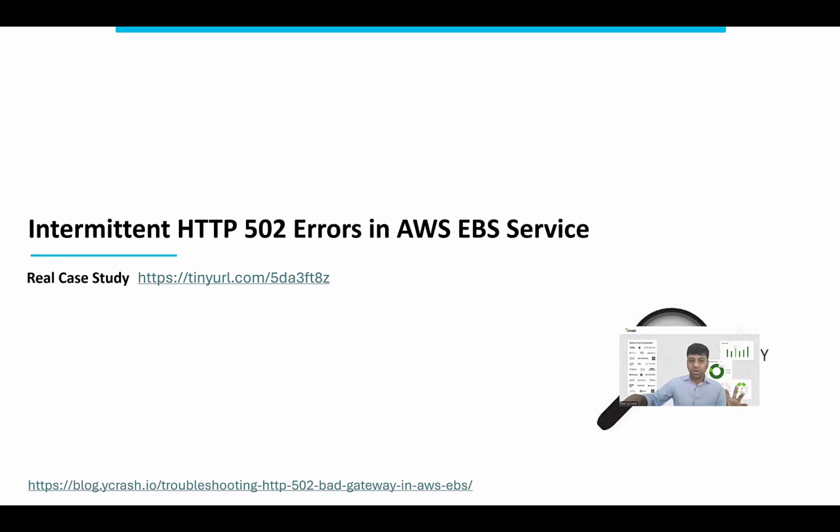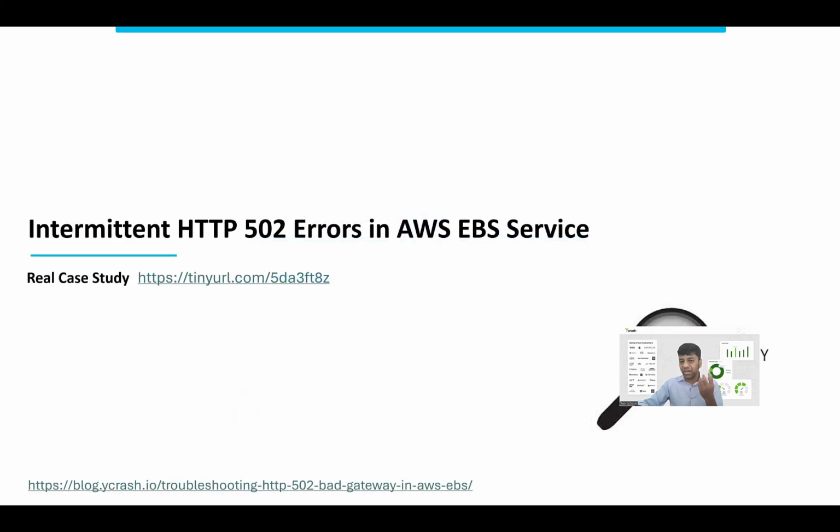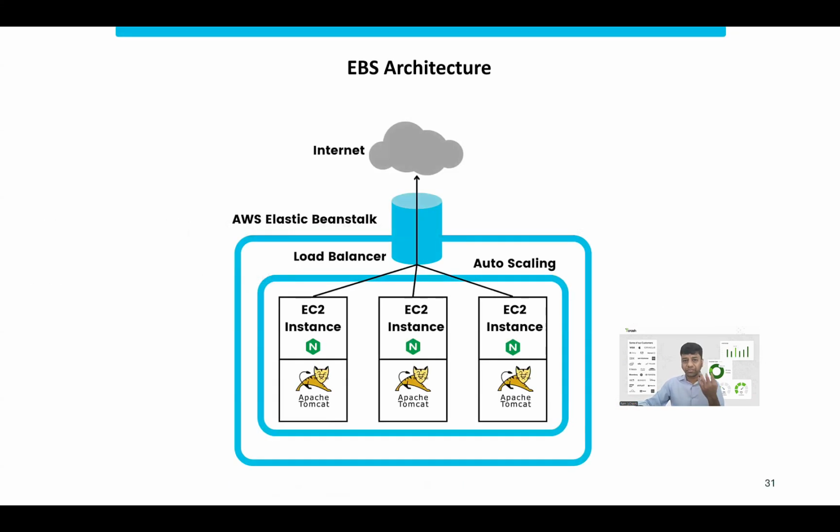So when they moved, intermittently they were getting 502 errors, HTTP 502 errors. They did not know what was going on. So here dmesg helped them to solve the problem. Dmesg gives us the kernel logs. To understand this, we first need to understand the EBS architecture.